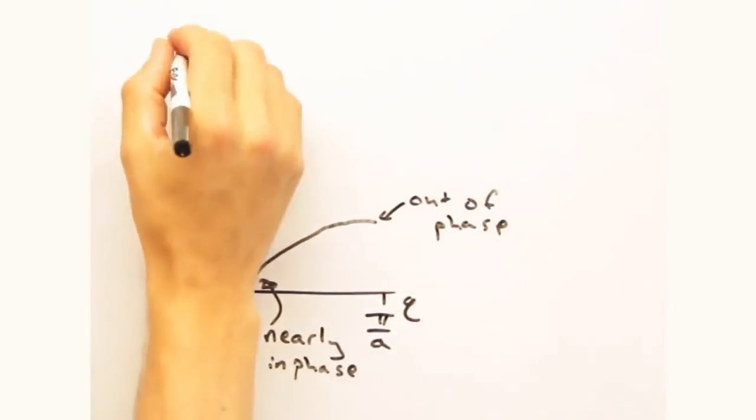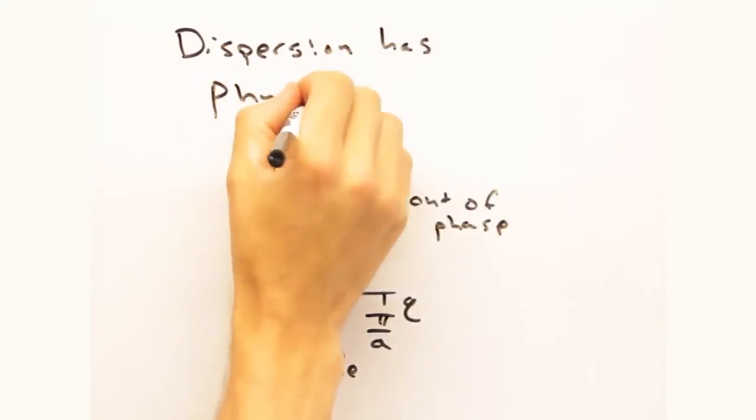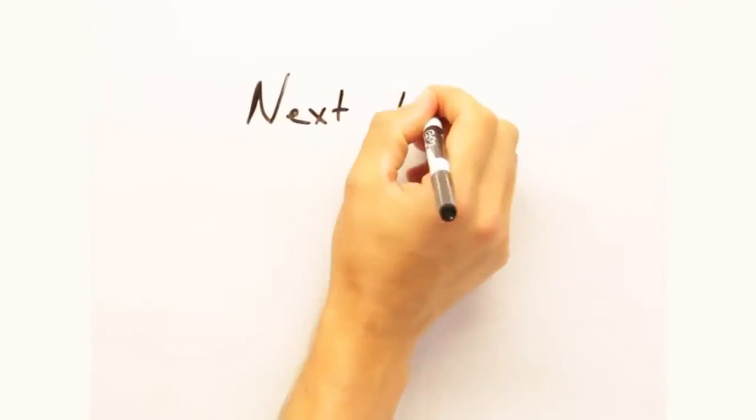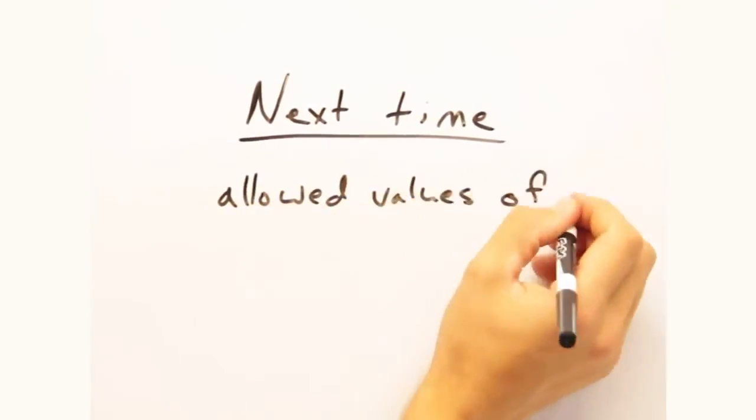Okay, we've gone through a forest of math today, but it's nice to see there's a physical significance to the dispersion relationship. Next time, we'll talk about allowed values of q and what the slope of our dispersion can tell us.